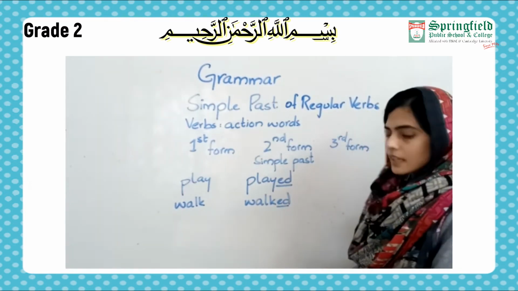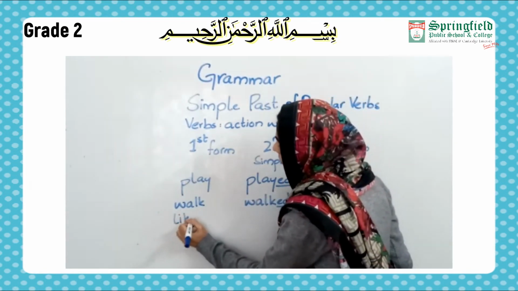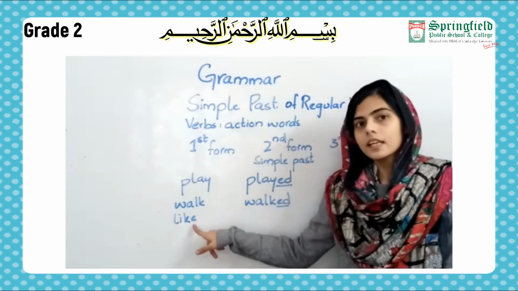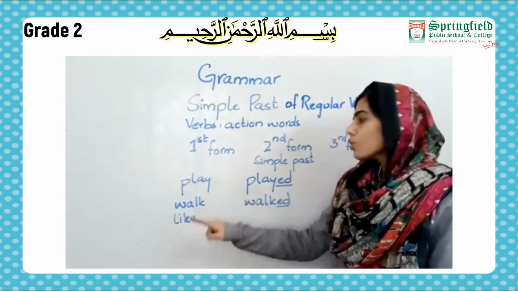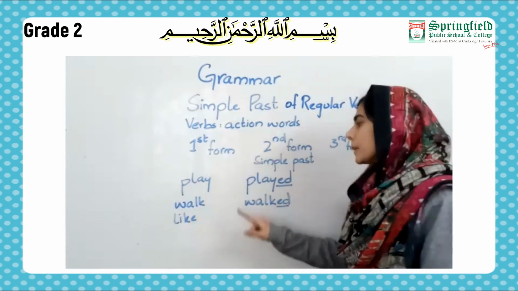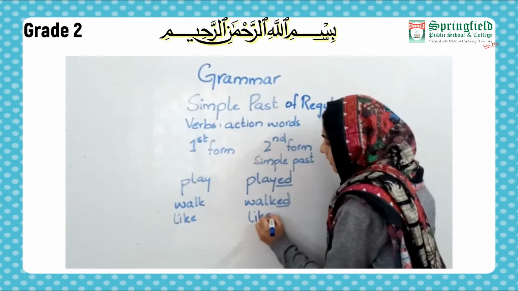Now there's another verb, like. Now as you can see, the verb is ending with an e. Now those verbs that are ending with an e, what is the rule? We simply add d at the end. Liked.